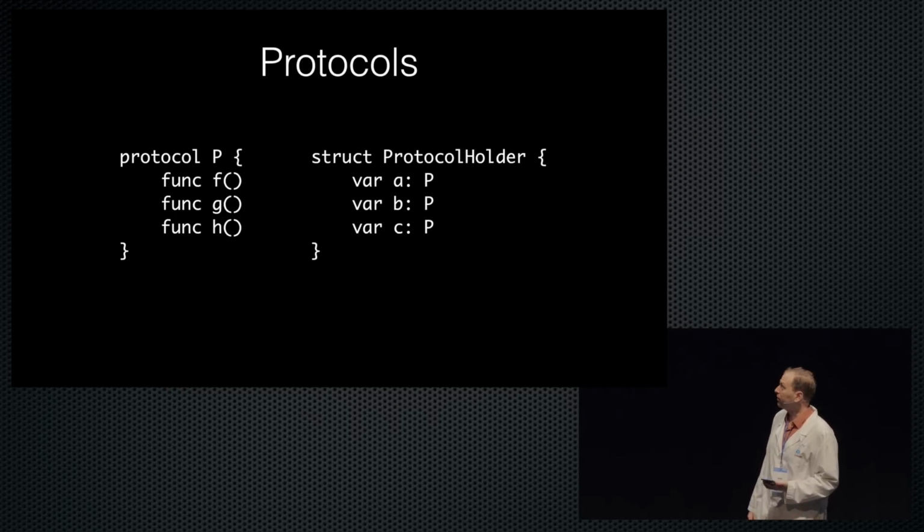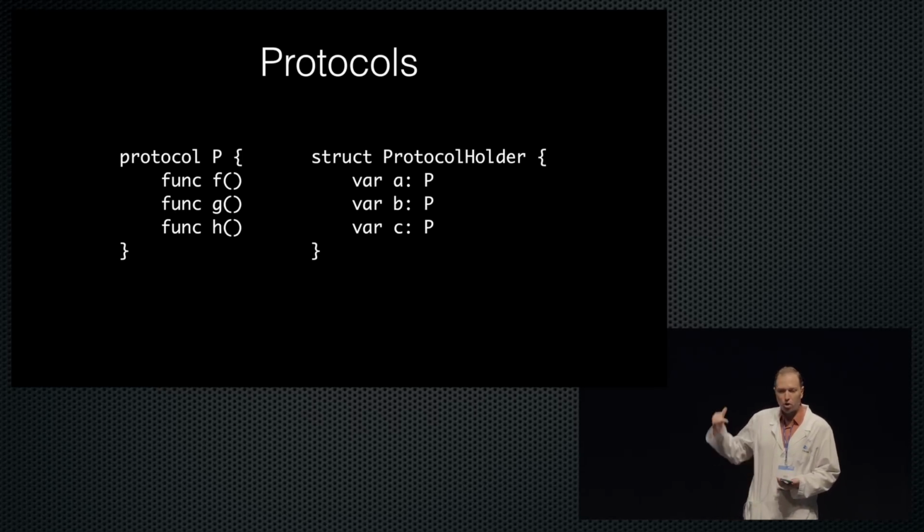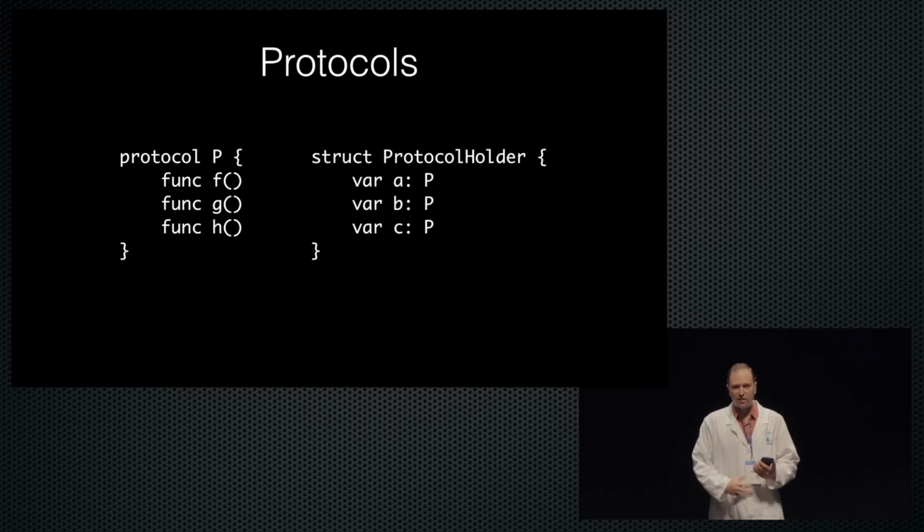Let's take a look at protocol types. This is an interesting aspect of Swift. So here's a Swift protocol. It's got 3 methods in it. Here is a struct, which holds 3 instances of that protocol, right? You can use a protocol as a type itself, and that can hold an instance of anything that implements that protocol.